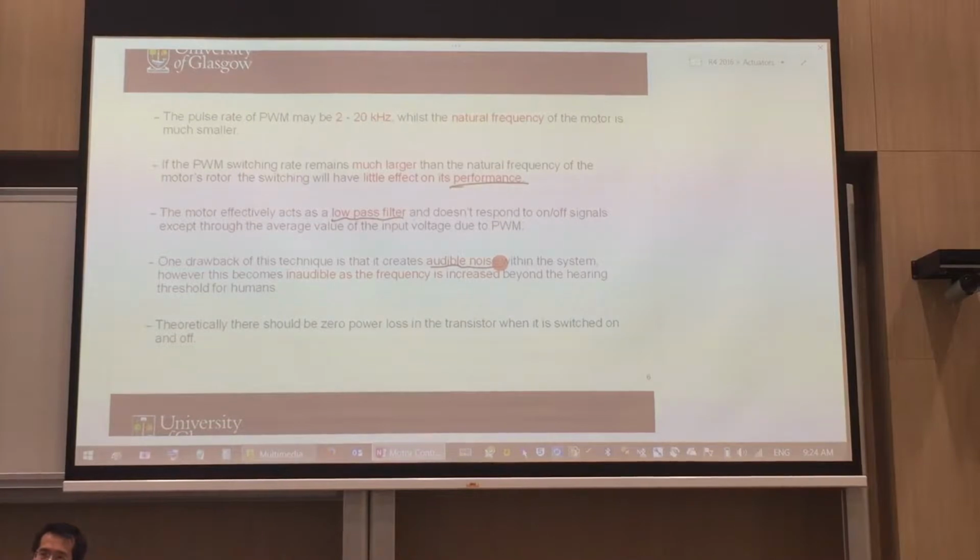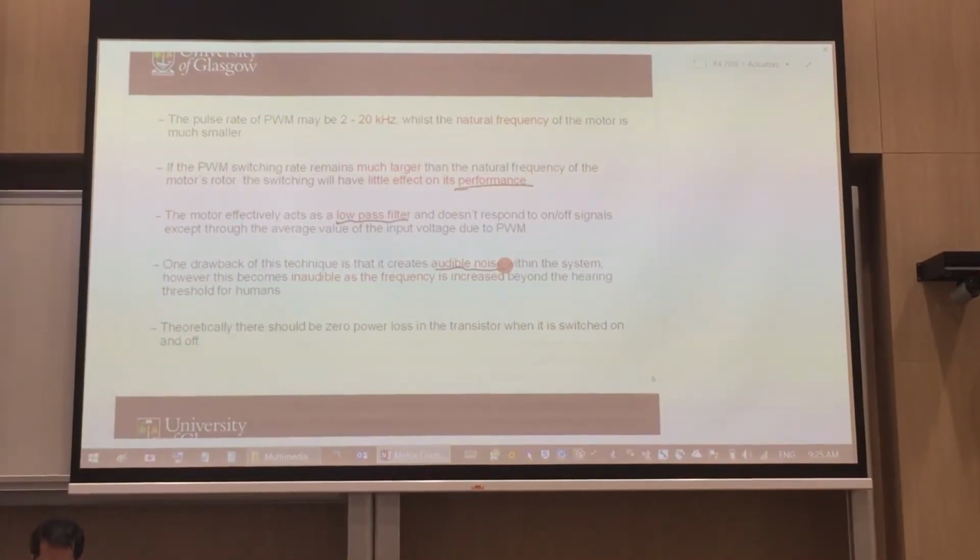So if you switch it at a very high frequency, it gets into your audible range. So you've got to play with that frequency. Make sure that it avoids the natural frequency of the motor, and yet it wouldn't irritate us because we can start hearing those audible noise.